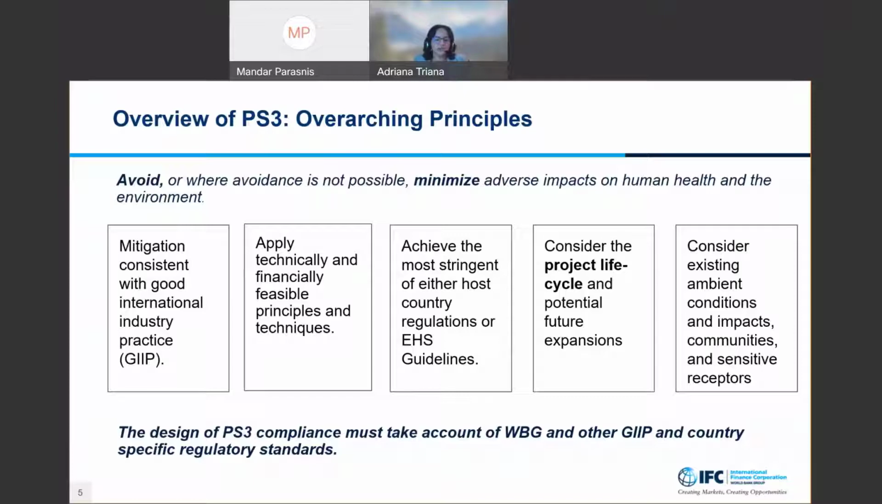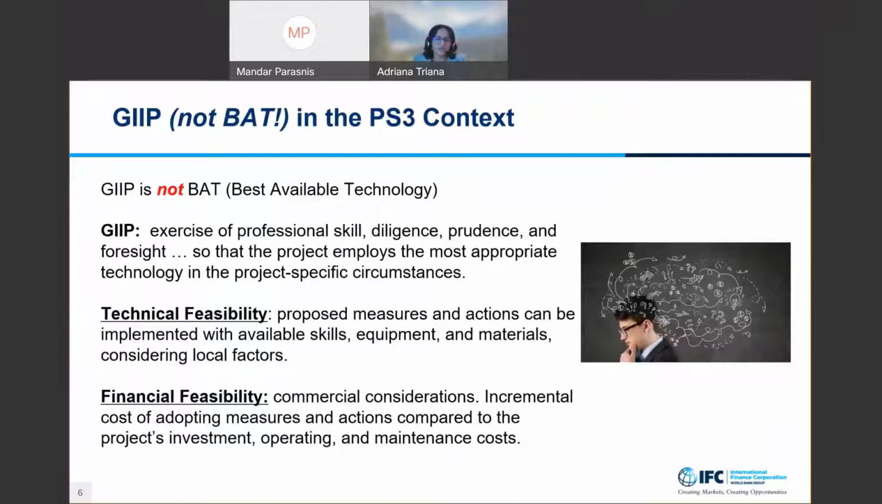Now, let's discuss more about what good international industry practice means. In the context of PS3, it is not talking about the latest and the best technology available, but it's really trying to identify the most appropriate technology for this project in these circumstances. And it's not trying to shortcut or skip the achievement of the objectives of Performance Standard 3, but it's trying to achieve them in a way that is technically and financially feasible. Because we want to be sustained over time. We don't just want the best solution right now that cannot be maintained maybe in 2 or 3 years or 10 years.